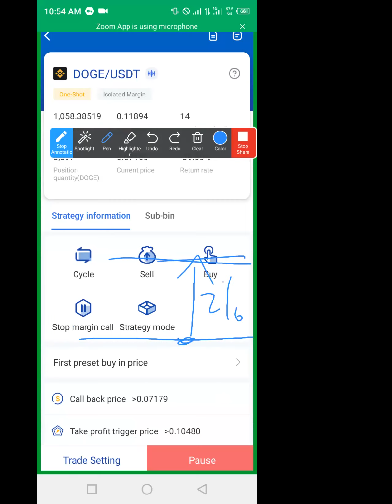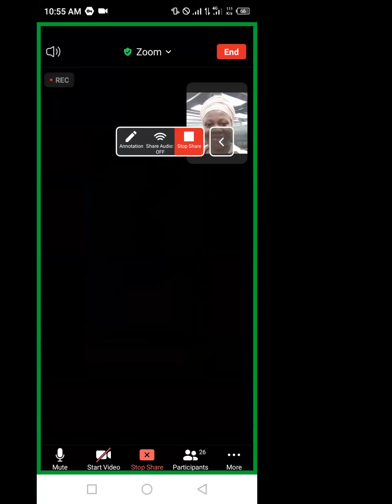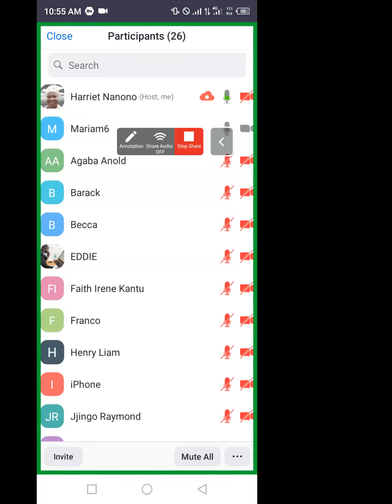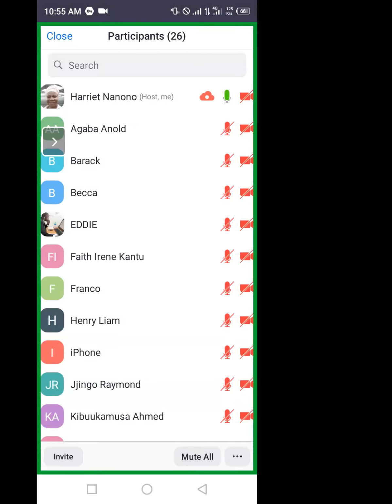We are taking a 2%. Someone has not muted himself. Let us mute him. Let us mute him first. Let us mute Mariam 6. Okay.